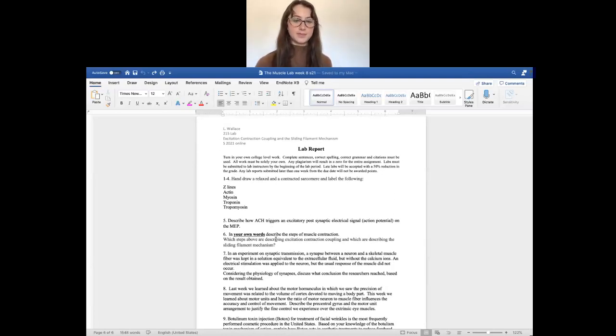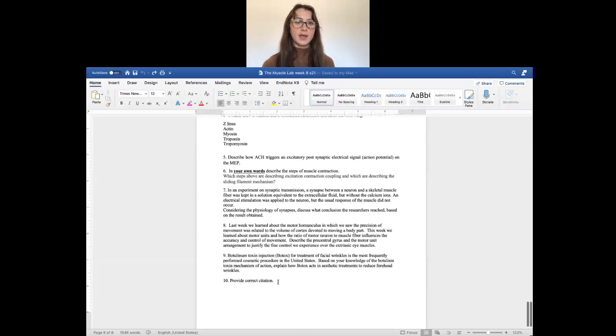And then, this is referring back to that worksheet: which steps above are describing excitation contraction coupling, and which are describing the sliding filament mechanism? So make sure you maybe draw a line or indicate where it goes from. This is the end of electrical stimulation, and this is where mechanical contraction begins.